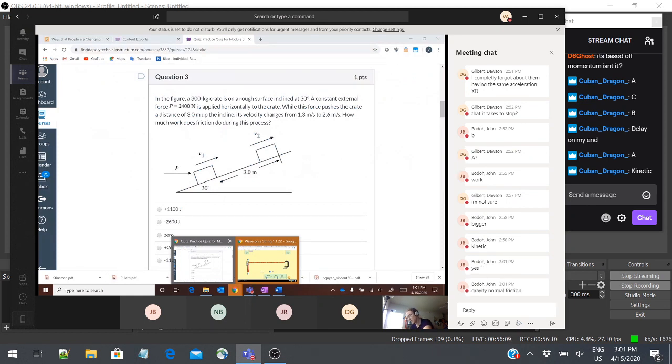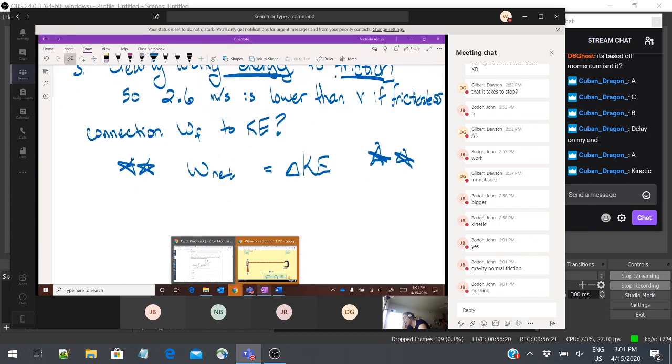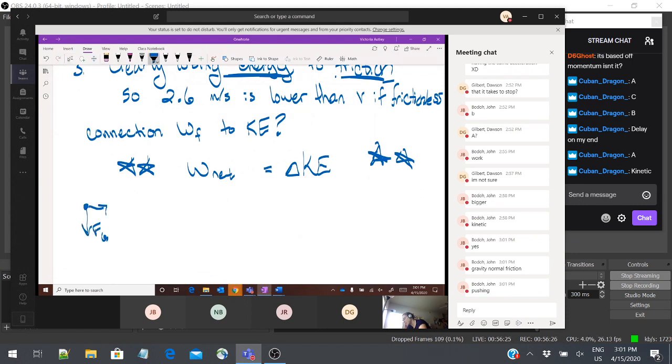Gravity, normal, friction. Is there anything else? And the push, right? So you can draw a free body diagram if you want. It's generally very useful. Gravity, I think it's a horizontal push. Normal, that's perpendicular. Friction, that's backwards. So my net work is going to be the work done by each of these forces, and that is going to equal my change in kinetic energy.